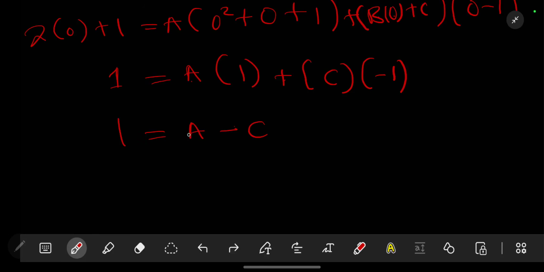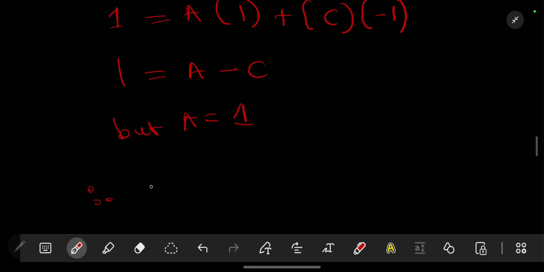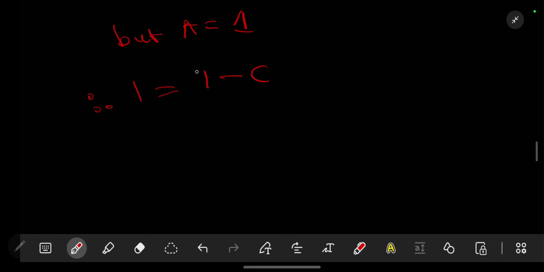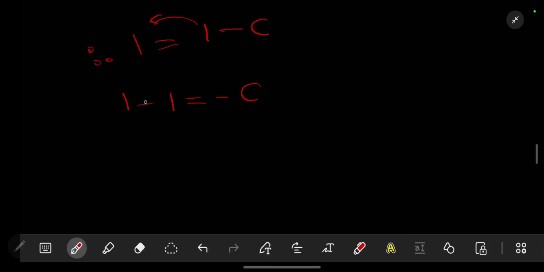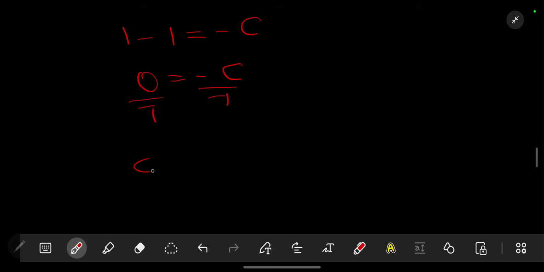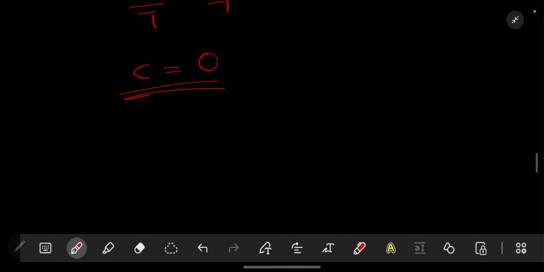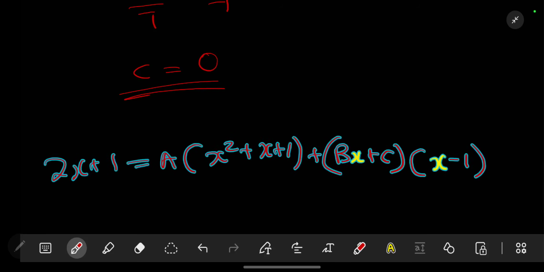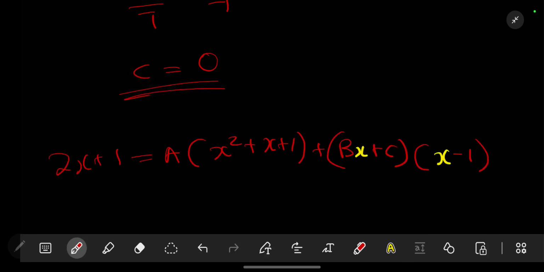Now we know that a is equal to positive 1. So therefore, we can say 1 is equal to, where there is a, we put 1 minus c. So the 1 will go this side. So we have 1 minus 1 is equal to negative c. So 1 minus 1 is 0, should be equal to negative c. We divide by negative 1, our c should be equal to 0, like that. Getting the equation again to find our final value, which is our b.